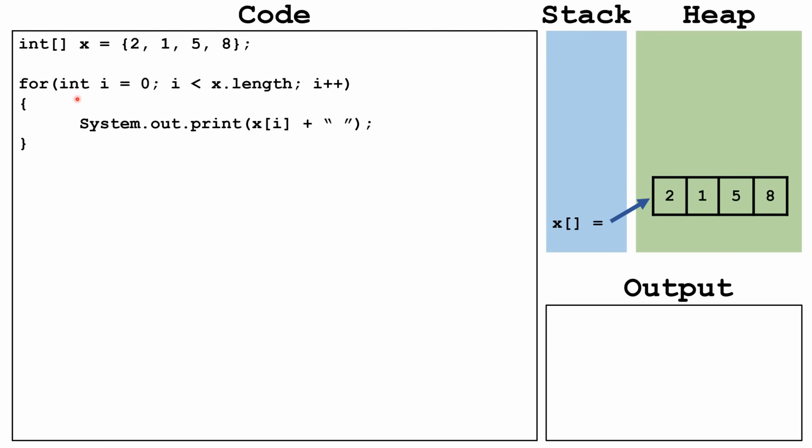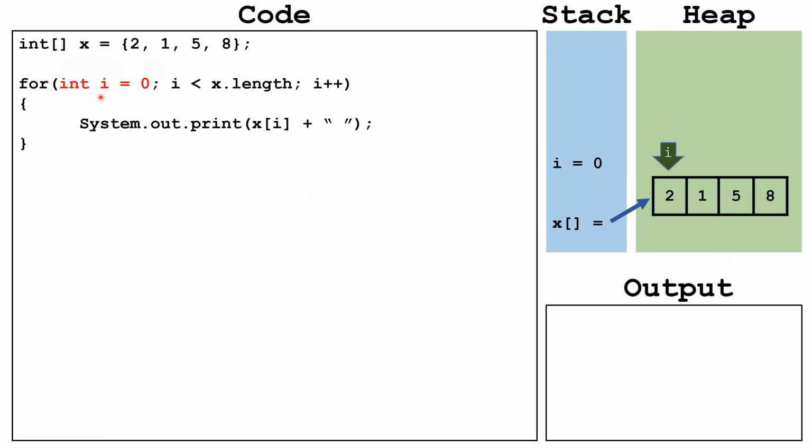So we see we're starting by declaring our counter variable, int I, and setting it equal to 0. We're going to continue the loop as long as I is less than x.length. So in this case, x.length is going to return 4 because this array has a size of 4. At the end of each loop, we're going to increment I by 1. I++ is short for I equals I plus 1. Inside the loop, we're going to print out x index I and then a space so all the numbers don't run together. So let's trace this out.